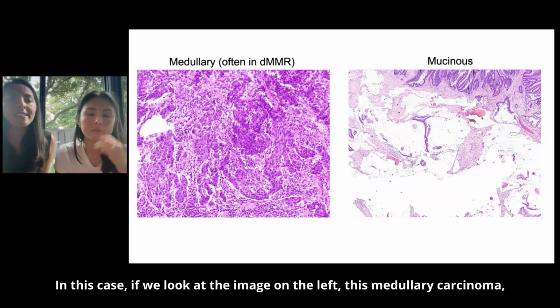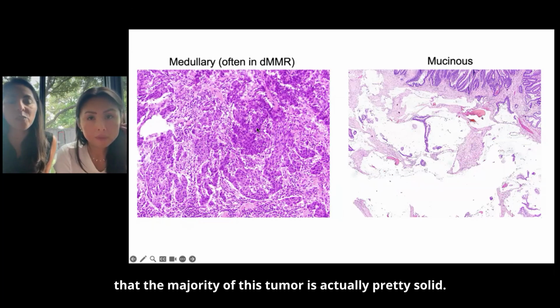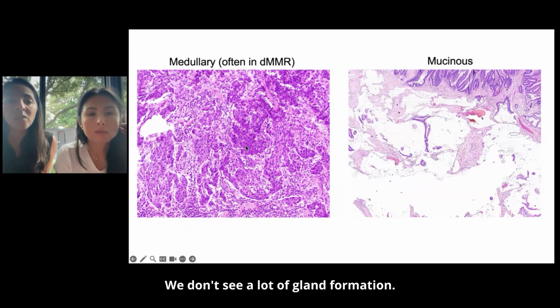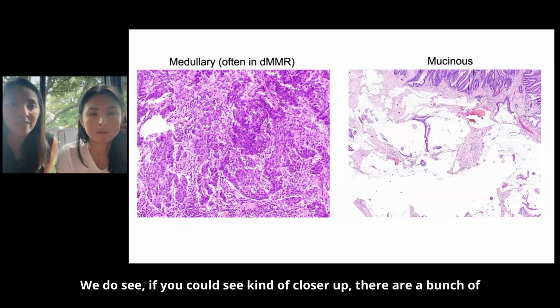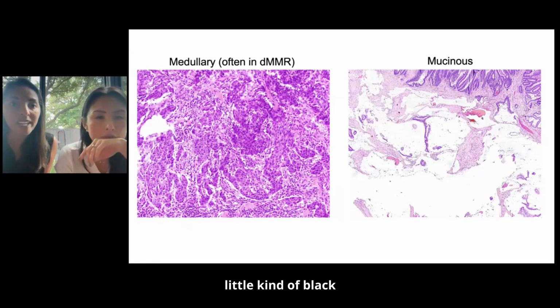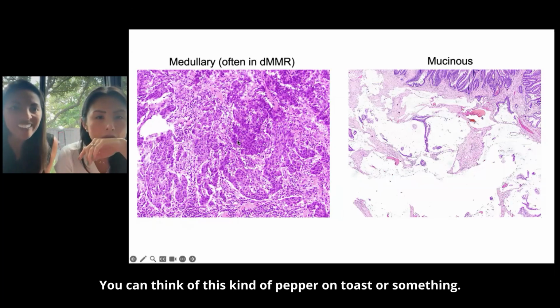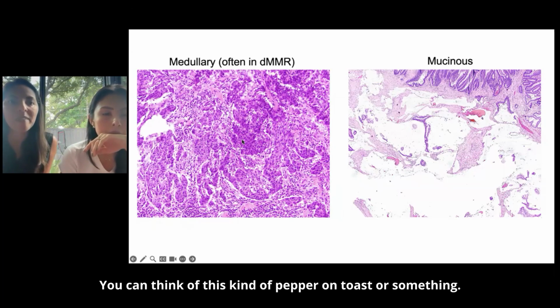So when we're thinking of traditional colorectal carcinoma, we're grading based on the percent of gland formation. In this case, if we look at the image on the left, this medullary carcinoma, you can see that the majority of this tumor is actually pretty solid. We don't see a lot of gland formation. If you look closer, there are a bunch of little black dots speckled around here. You can think of it as kind of pepper on toast.